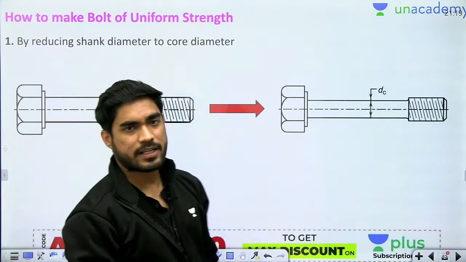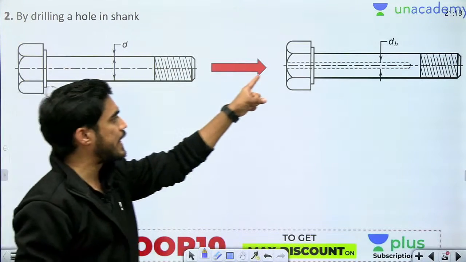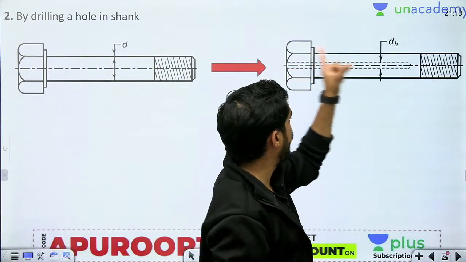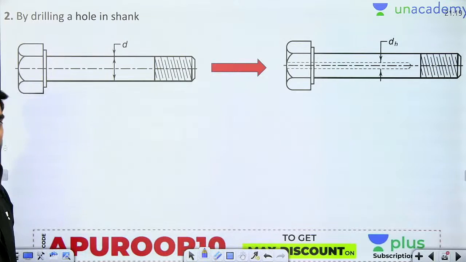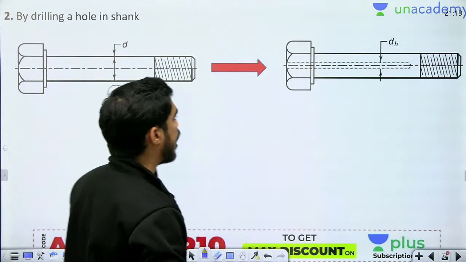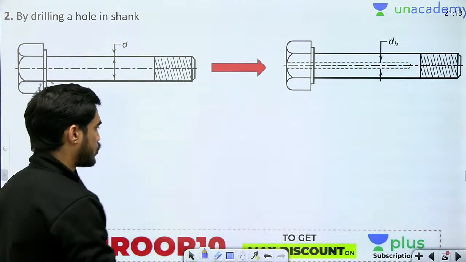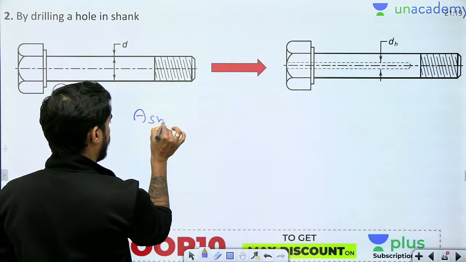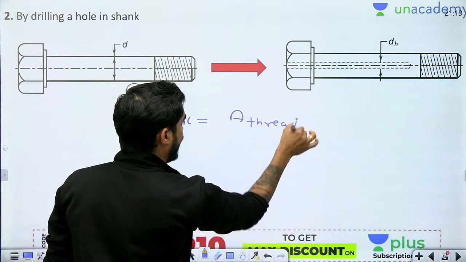Okay, what is the second option? Drill a hole inside the shank. Drill a hole in the shank part. So if I drill a hole in the shank part, then the cross sectional area will be reduced. Now beta, how much diameter of hole do I have to drill? So area of shank has to become minimum area of thread.